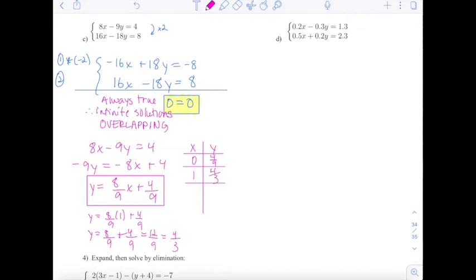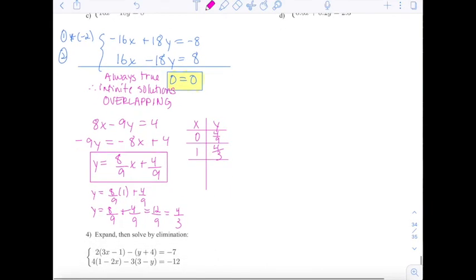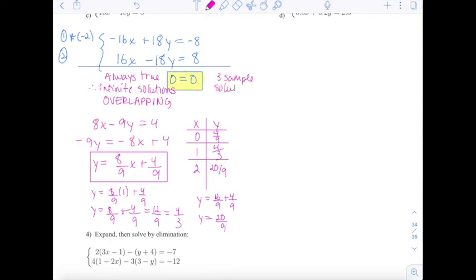So in order to find 3 sample solutions, I really just need to know how to find 3 points on a line. Let's also sub in 2. So when x is 2, I get 16 over 9 plus 4 over 9, which is 20 over 9. Okay, so we can say 3 sample solutions are (0, 4/9), (1, 4/3), and (2, 20/9).